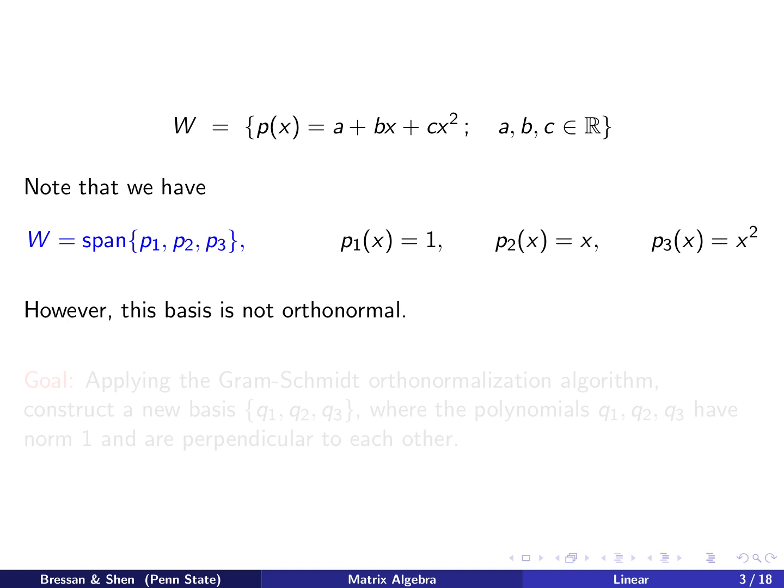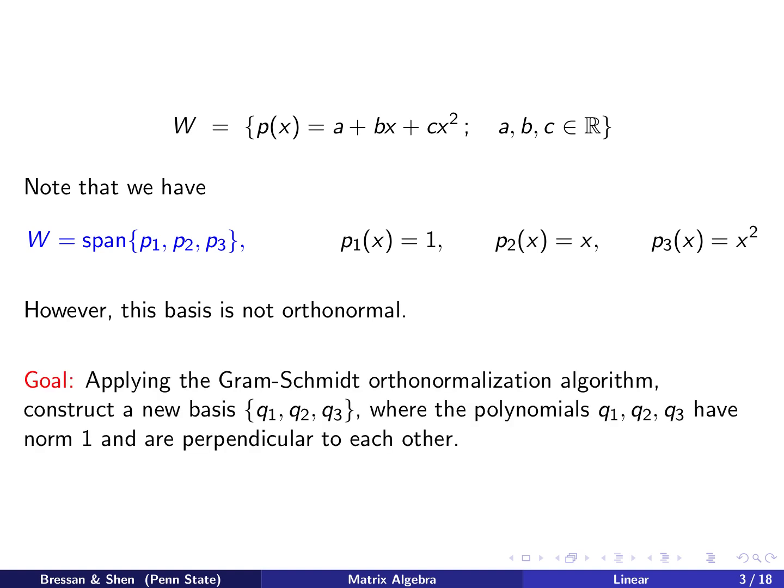So these 3 functions, P1, P2, P3, are linearly independent, but they are not orthogonal, and they do not have norm 1. So the goal here is, starting from this basis, to construct a new basis. Let's call these 3 functions Q1, Q2, and Q3, such that the polynomials Q1, Q2, Q3 will have norm 1, and they are perpendicular to each other.